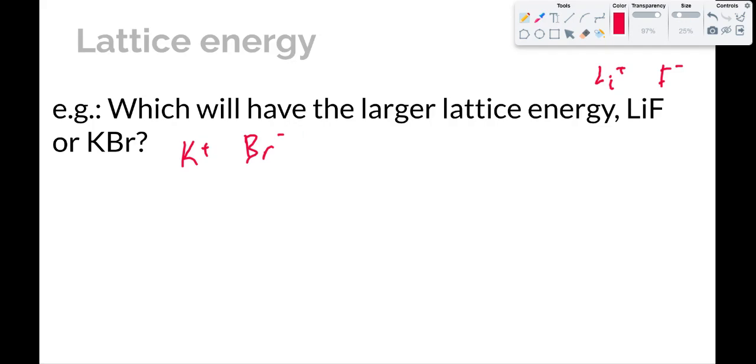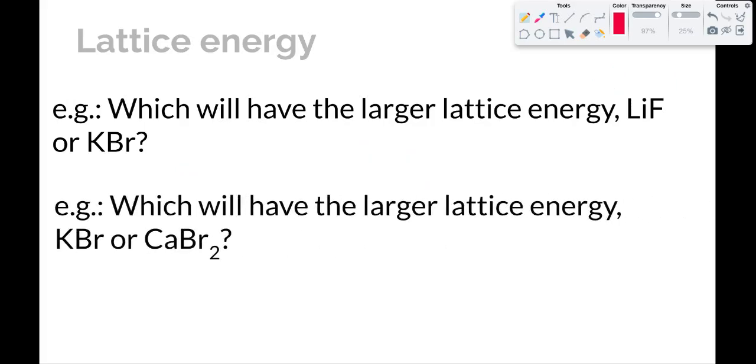Now let's look at the denominator, the inter-ion distance. Lithium and fluorine are both in period 2, so they're going to be relatively small. Potassium and bromine are both in period 4, so they're going to be substantially bigger. So the internuclear distance, that D here, is going to be small for LiF, but it's going to be much bigger for KBr. So that means that the smaller denominator in LiF would lead to a bigger lattice energy. So KBr will be easier to take apart, LiF would be harder to take apart.